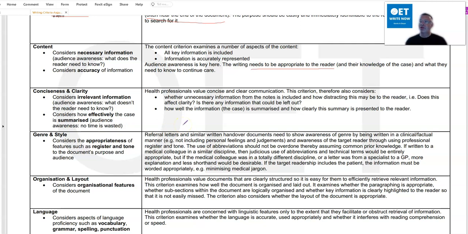I think in one of these, the guy in the hospital is telling the GP the previous medical history of the patient, which obviously they would know. That would be irrelevant. Why tell the GP, 'Dear Mr. GP, let me tell you the medical history of your patient'? Well, I kind of know because he's my patient. So you don't need that. And then you've got register, tone, organization, how well laid out it is.